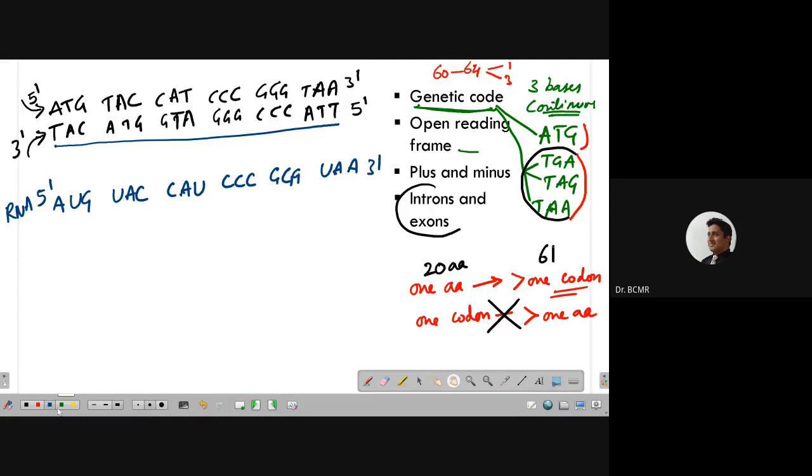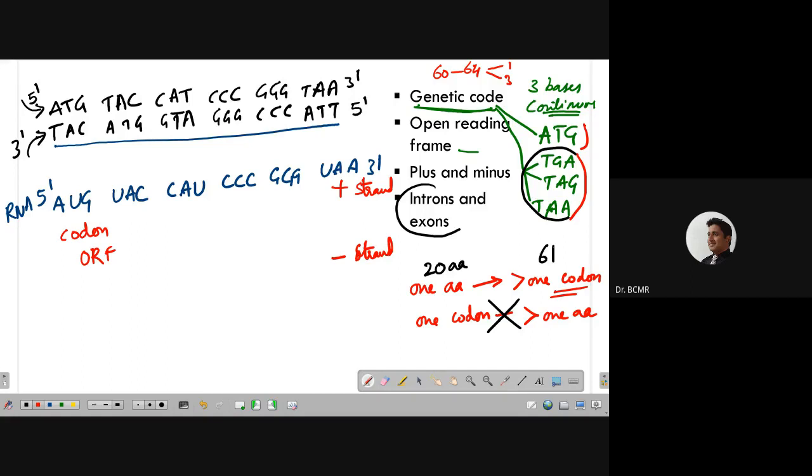What I want to emphasize here is that the mRNA that you're seeing now has the codons readable, right? It has the open reading frame, ORF. So that is called the plus strand. The complementary of the mRNA, the one that is complementary to this ORF, will be called the minus strand.